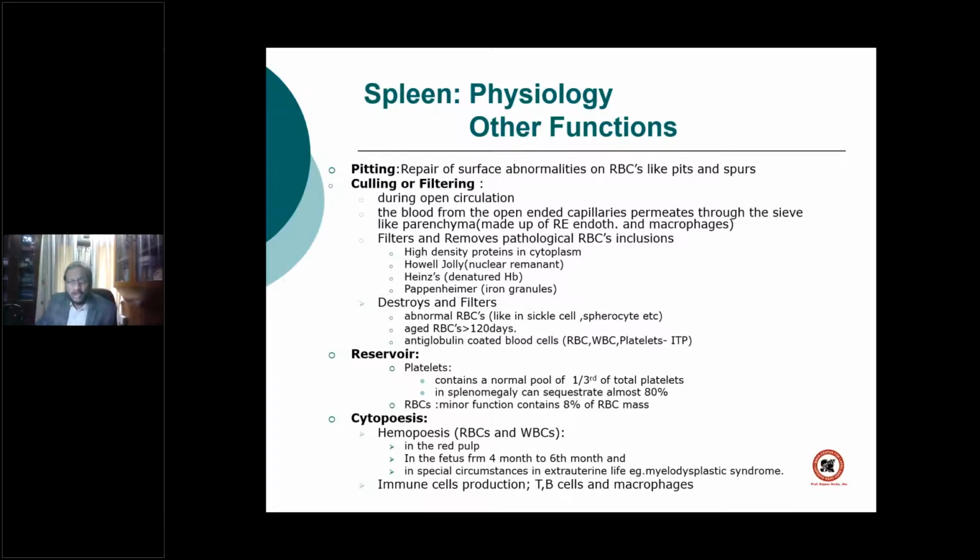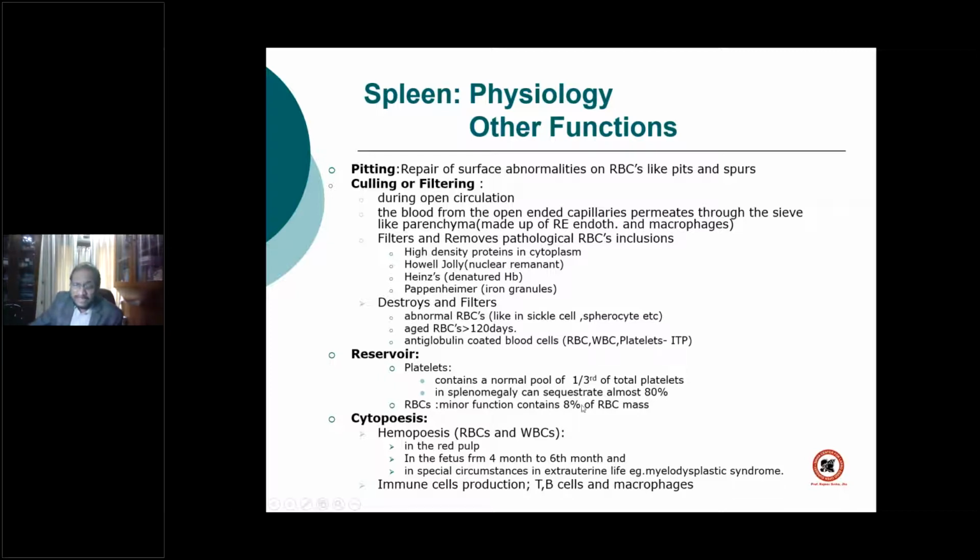What else? It is also going to remove the intracellular RBC inclusions, like denatured proteins in the cytoplasm, Howell-Jolly bodies, Heinz bodies, and Pappenheimer granules. So all this filtering of the cells and the subcellular particles is going to take place in the red pulp during the open circulation. It is also a reservoir, and that reservoir is mainly a platelet reservoir. Now, under normal circumstances, it contains a normal pool of 1/3 of the total body platelets.